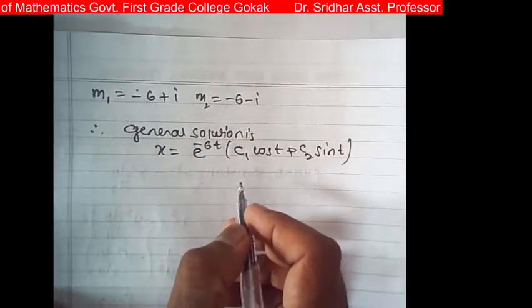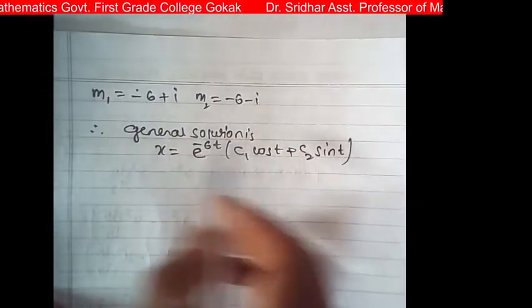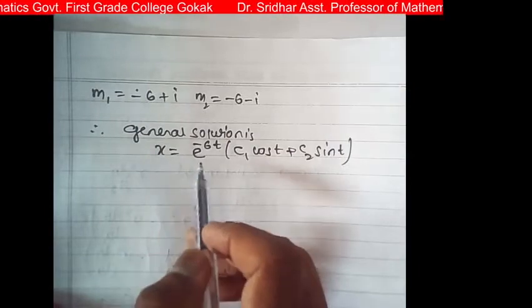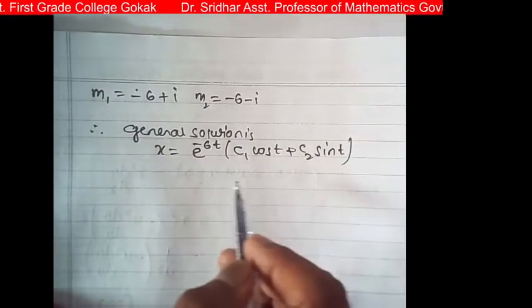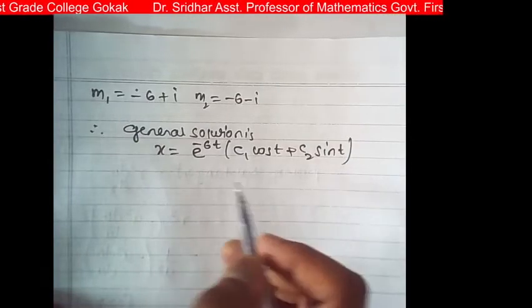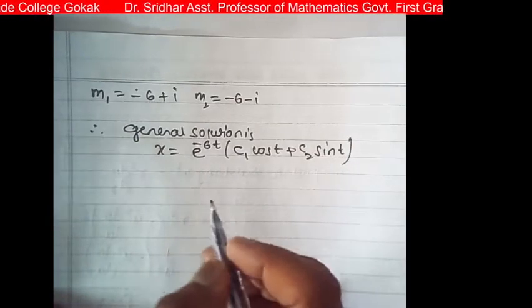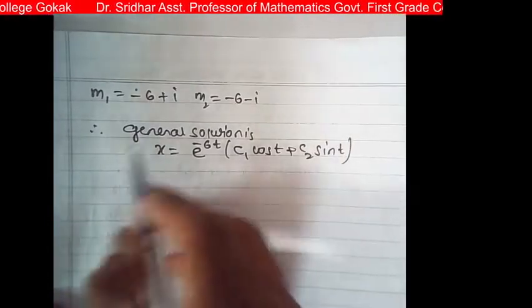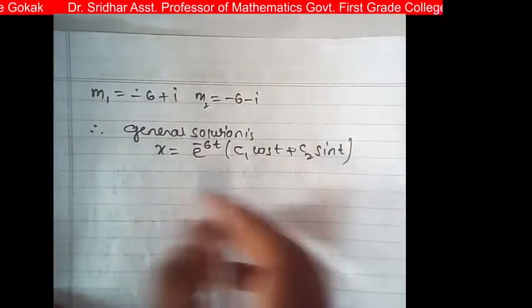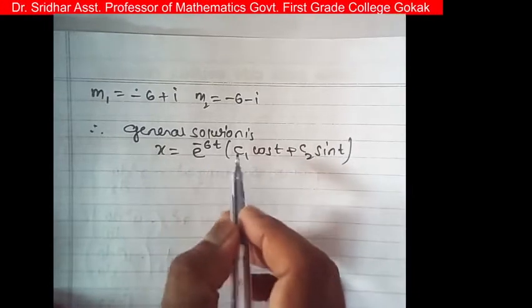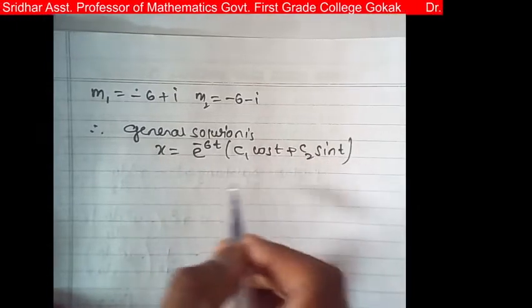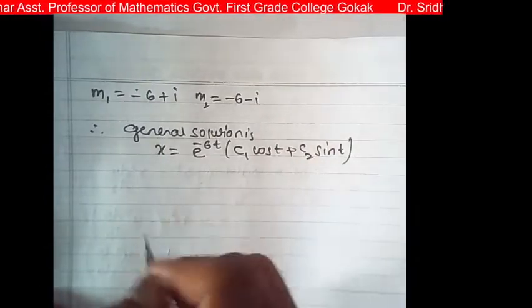Okay, this is x. You have learnt this in your 4th semester, ordinary differential equations. Just refer to the 4th semester book and you will find such type of equations and this method. The general solution is obtained by e raised to alpha x into c1 cos t plus c2 sin t. So this is the general solution.